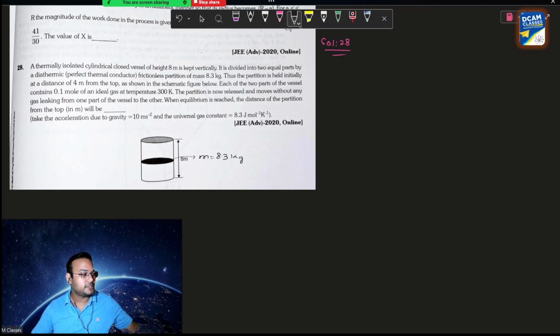The partition is held initially at a distance of 4 meters from the top. Okay, means it is in the middle. It's held somehow. Each contains 0.1 mole, n is equal to 0.1. Temperature is also there, T is 300 Kelvin for both.